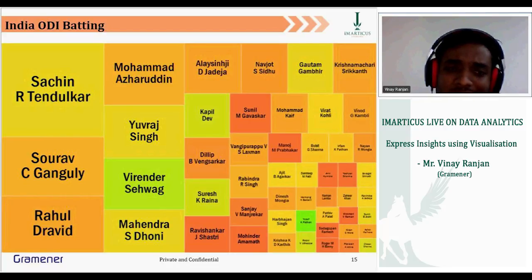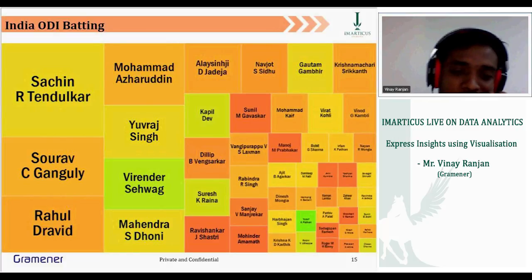Now the size of the boxes is one thing, depicting the number of runs scored by the associated cricketer. The second thing is there is a color gradient. It goes from dark red to light green and dark green. Green means very good, red is worst, and anything between green and red will be yellow. So basically this is the RYG scale, red, yellow to green. Green is good and red is bad here, and anything in between means average.